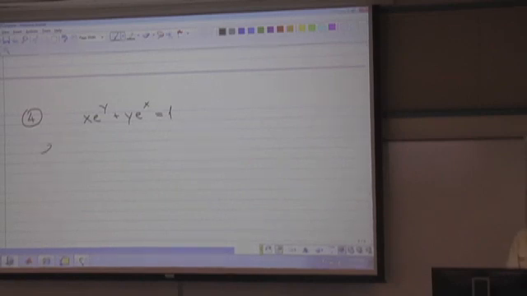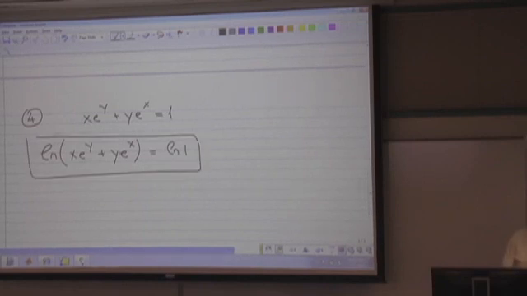Because I'm going to have ln of the quantity x e to the y plus y e to the x is equal to ln of 1. And as it turns out, there's nothing I can do to the left-hand side, because I have an ln of a sum, and there's no way I can actually simplify that in any shape or form. Is that making sense? Is everybody understanding this? And so the only way to solve this problem is to actually directly take derivatives.